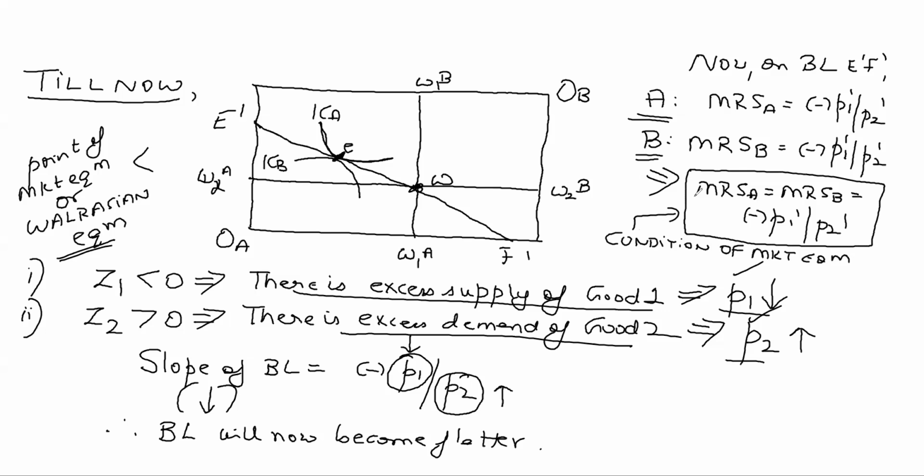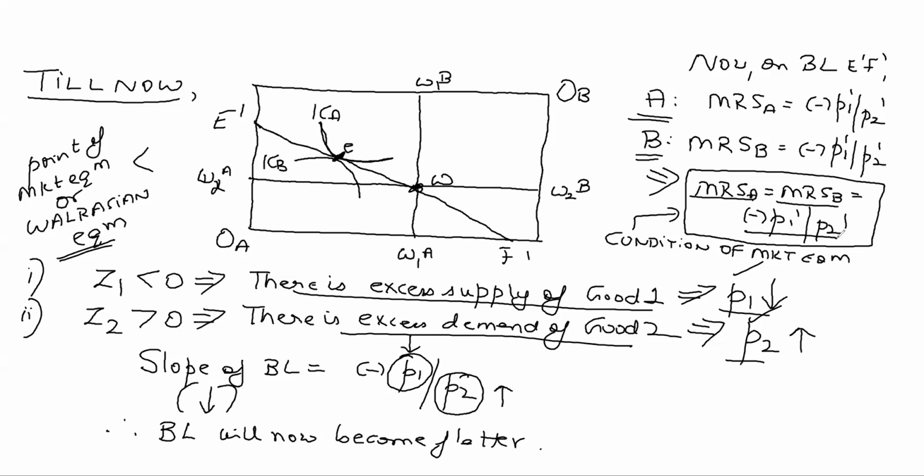That means MRS of A is equal to MRS of B, and both the ICs should be tangent to the budget line also. That means MRS A and MRS B both should be equal to the slope of the budget line, minus P1 dash by P2 dash. So this was the concept of market equilibrium. So very important to understand. There are some things which are very important to understand.